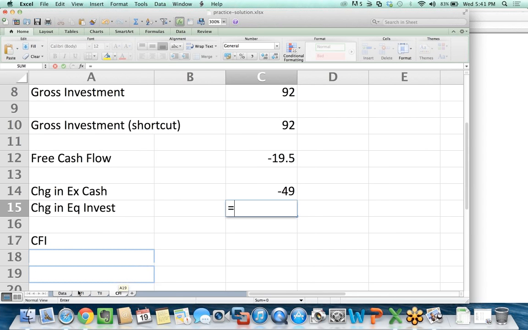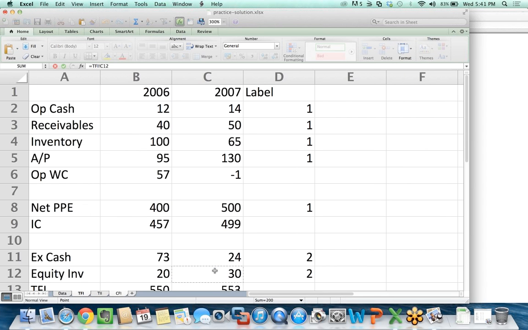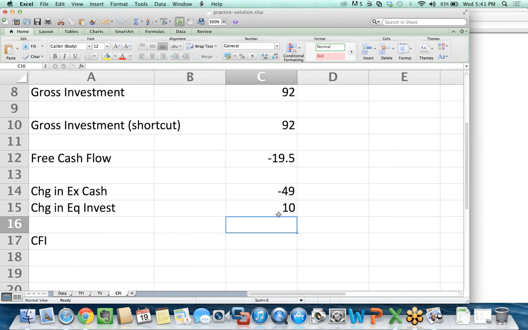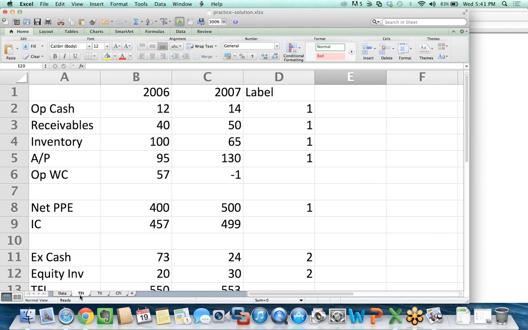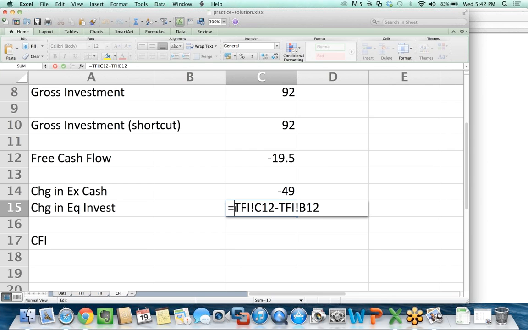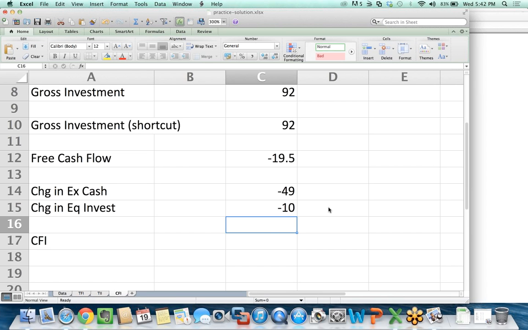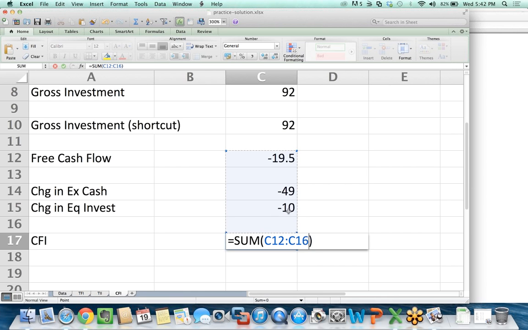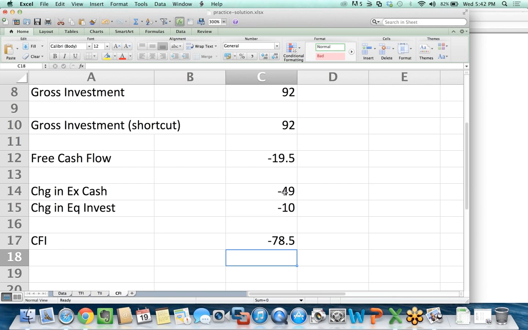Next, change in equity investments. My equity investments went from 20 to 30. Well, if I went from 20 to 30, I am adding to my equity investments, which means, got to think about the cash impact, I'm spending cash. So I'm going to have to flip that sign if I'm going to add this number together. So I'm actually using $10 worth of cash. So my CFI, the sum of those three, my ones and my twos, which would be the negative 78.5.